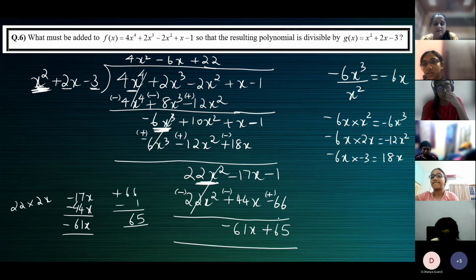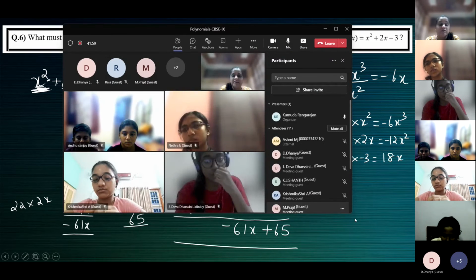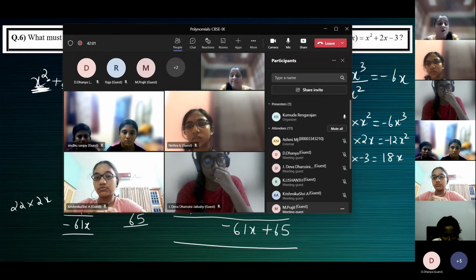Now, how do we know that this is the remainder or the division has come to an end? Look at the degree of the divisor. What is the degree of the divisor? 2. You should have watched the videos on polynomials for this, children. What's the degree of the remainder? 1. So the degree of the remainder has gone less than the degree of the divisor.